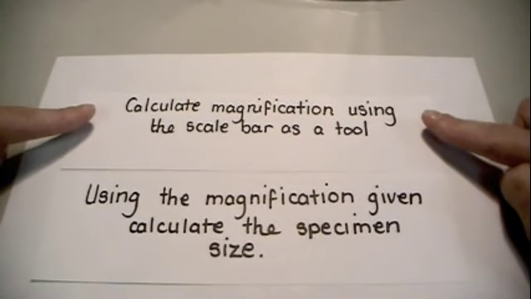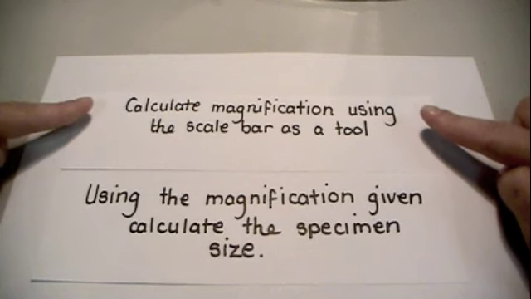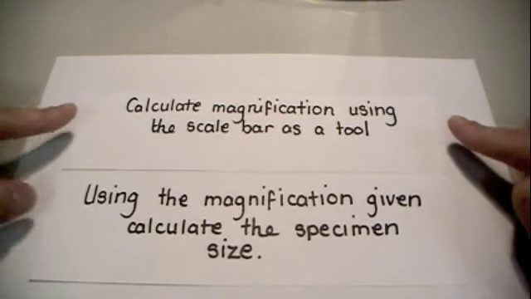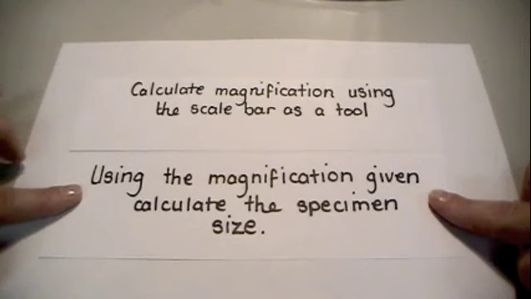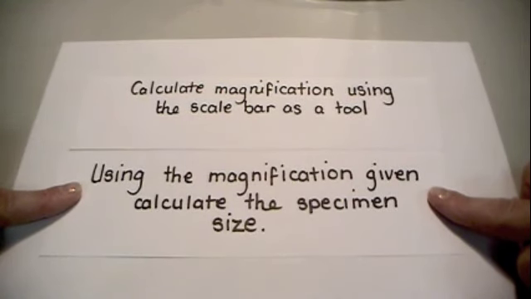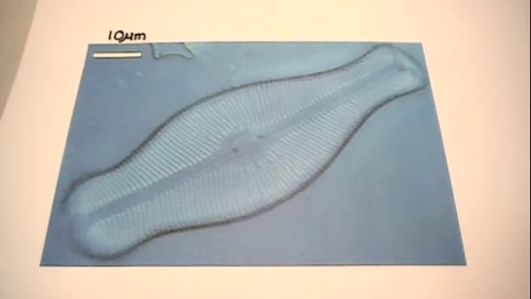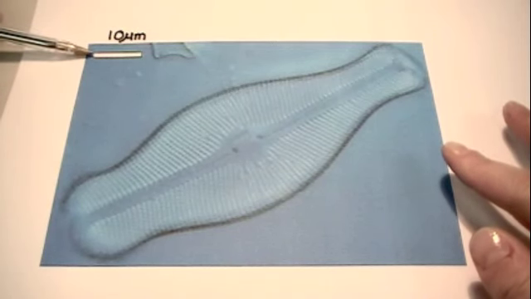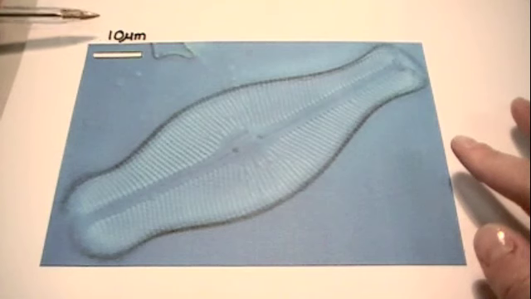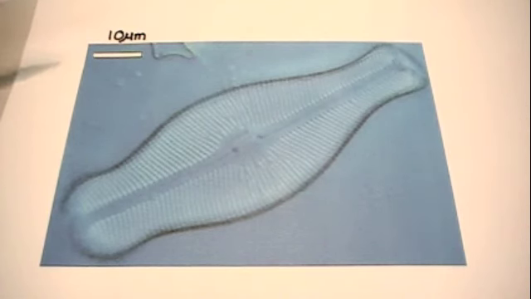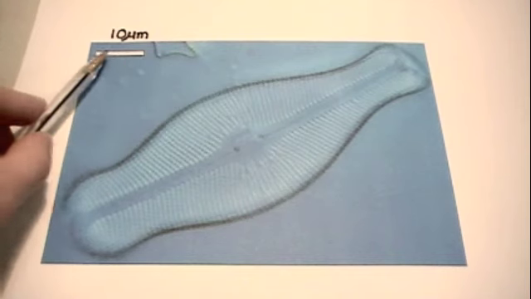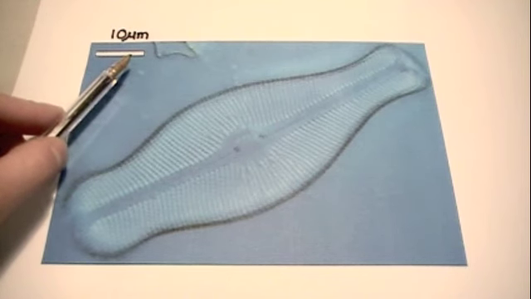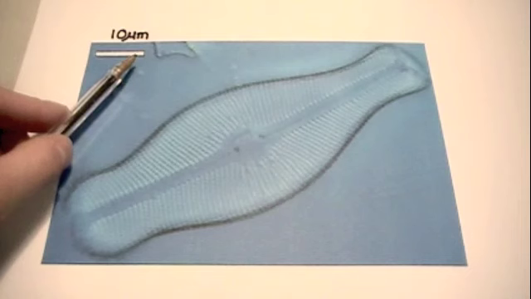First, we're going to calculate the magnification using the scale bar as a tool to do so. Once we have the magnification from this, then we can follow the same steps we just did, use the magnification to calculate the specimen size. So here's an example of an image whereby we've been provided with what's known as a scale bar up in this corner right here, and we've been told that the length of the scale bar is 10 micrometers. Of course, this is not the image size, and when you measure it, you're going to find that the image size is obviously larger.